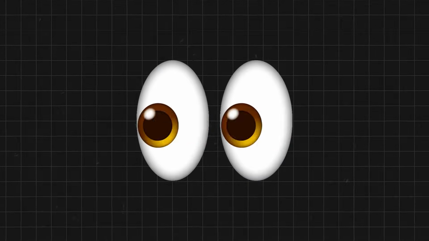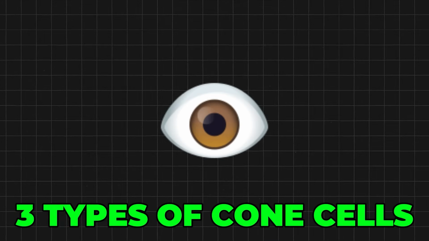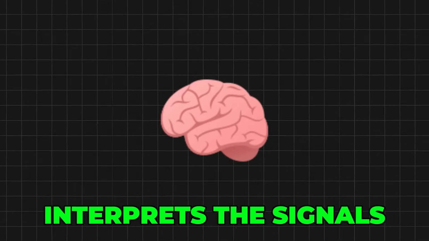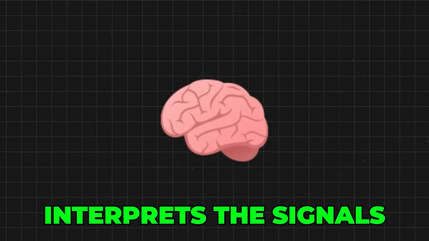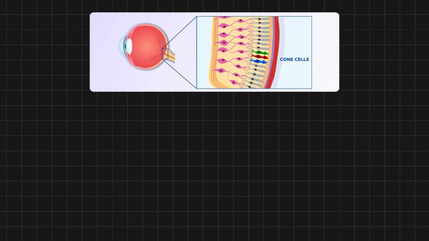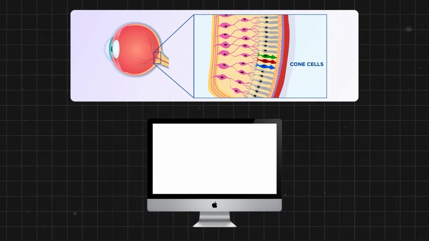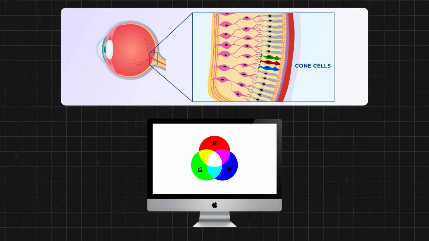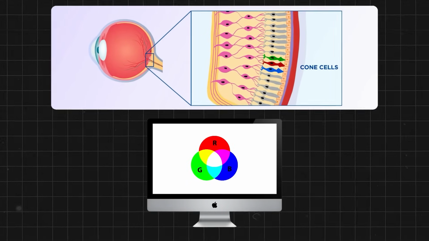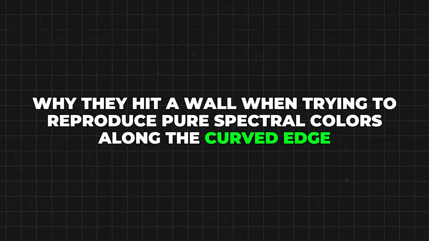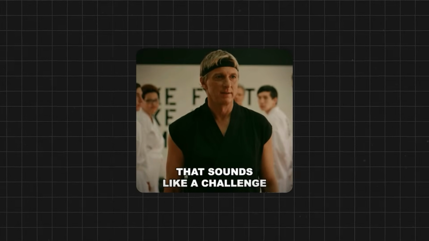This is where the biology of our vision becomes crucial. Our eyes have 3 types of cone cells, each sensitive to different wavelengths of light. Our brain interprets the signals from these cells to create our perception of color. This trichromatic nature of our vision is precisely why displays can use just 3 primary colors to simulate most colors we see, but it's also why they hit a wall when trying to reproduce pure spectral colors along the curved edge. The fundamental physical challenge remains.